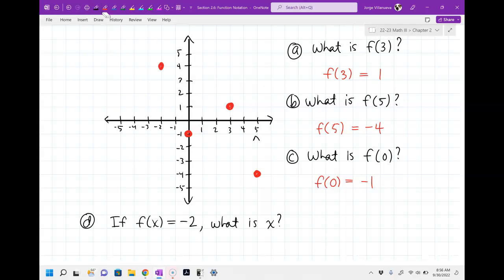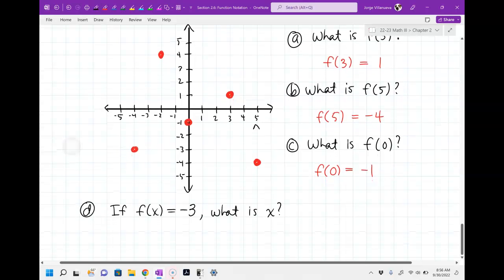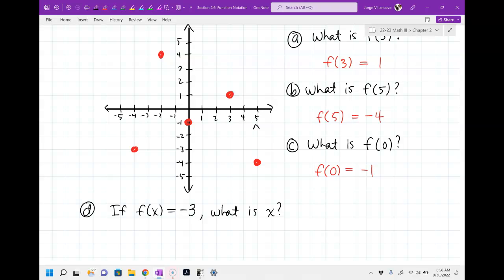Oops, I missed it. Sorry. I messed up on the number, I mean. It shouldn't be a -2. It should be a -3. I'm sorry about that. If f of x equals -3, go ahead and fix that. Because -2 wouldn't work. So if y is -3, what is x?